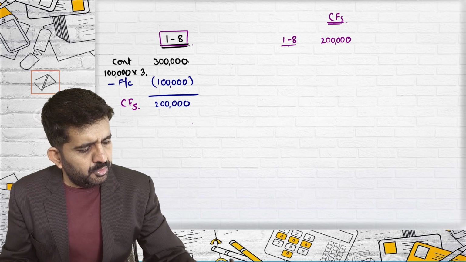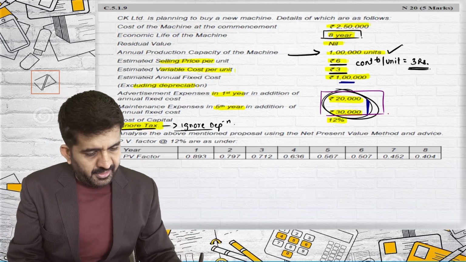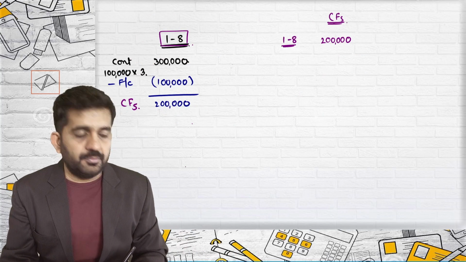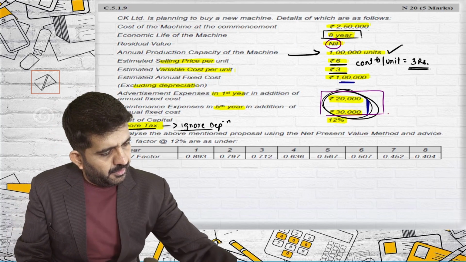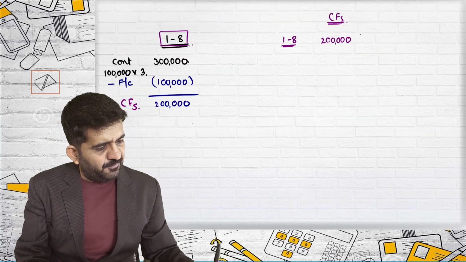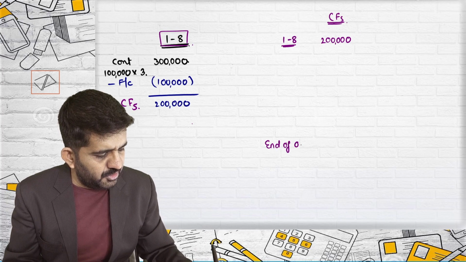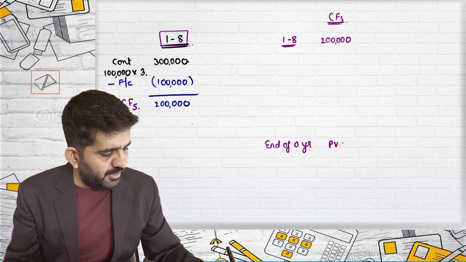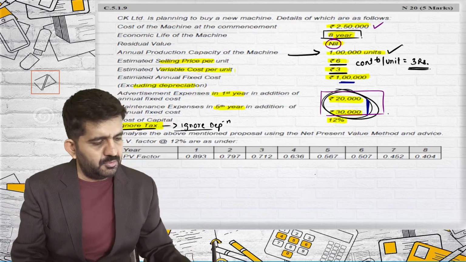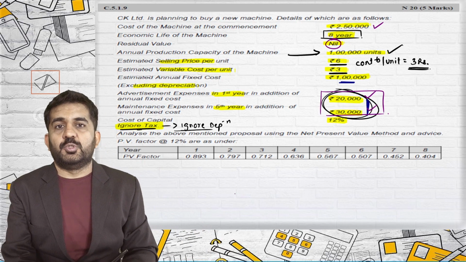It is 1 to 8 years. In 8th year, am I getting any scrap value? No. So scrap value is 0. At the end of 0 year, yes, 2,50,000. End of 0 year, present value of cash outflow 2,50,000. So I have considered all the points except this 20 and 30,000.